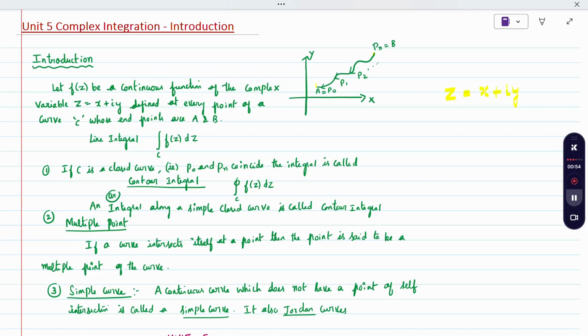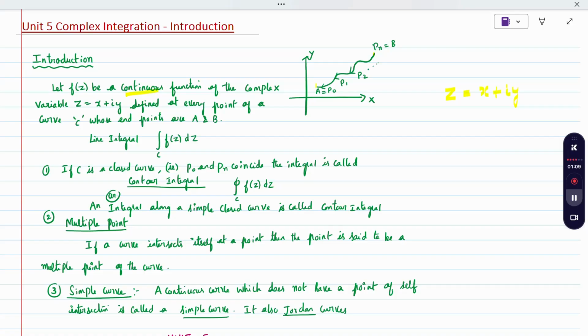It's nothing but the single integral over C of f(z) dz. f(z) is a continuous function, it is given. Since it is continuous, I can write it in the integral form, the single integral of f(z) dz, where z is the complex variable. That is why we write it in this format.